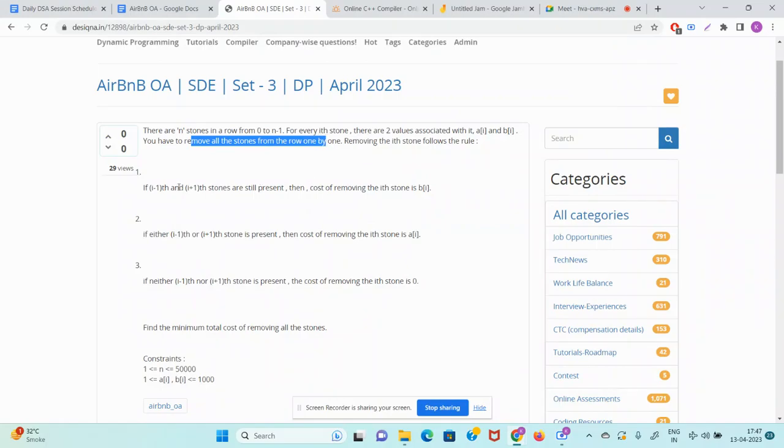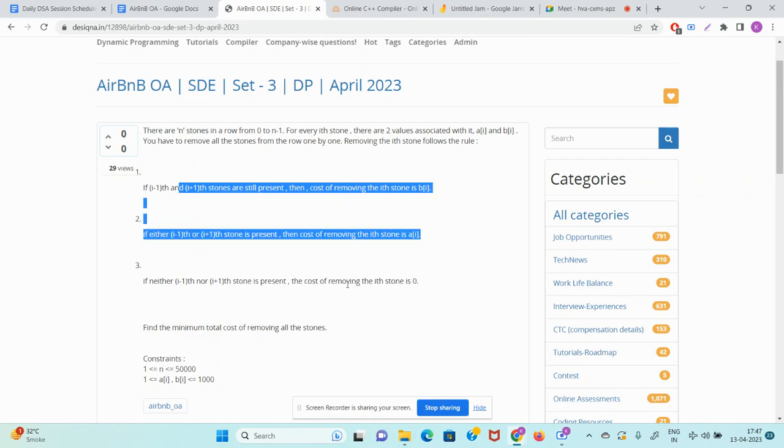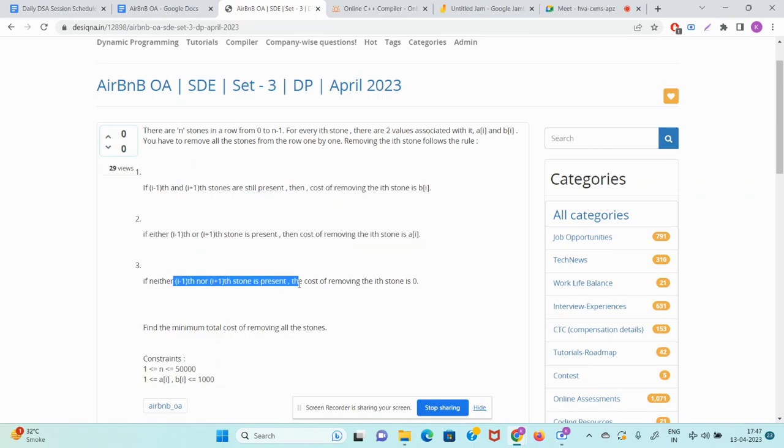If i minus 1 and i plus 1 stones are both still present, the cost of removing the ith stone is b of i. If either i minus 1 or i plus 1 stone is present, then the cost of removing the stone is a of i. If neither i minus 1 nor i plus 1 is present, the cost of removing the stone is 0.